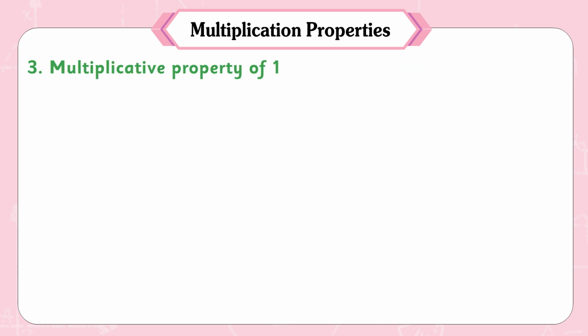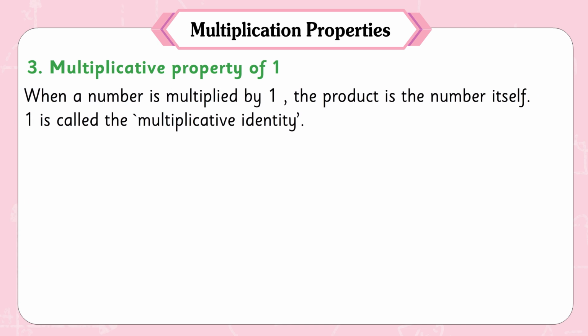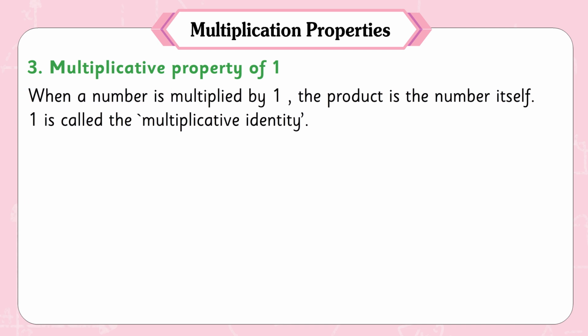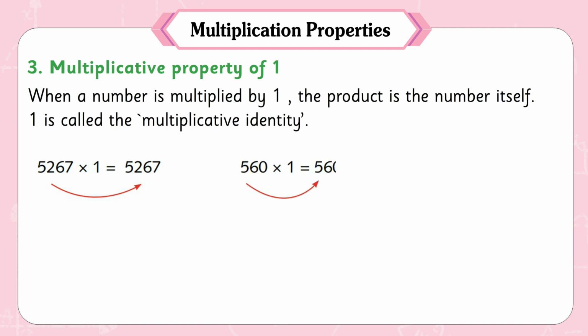3. Multiplicative property of 1. When a number is multiplied by 1, the product is the number itself. 1 is called the multiplicative identity. 5267 into 1 is equal to 5267. 560 into 1 is equal to 560. 9999 into 1 is equal to 9999.